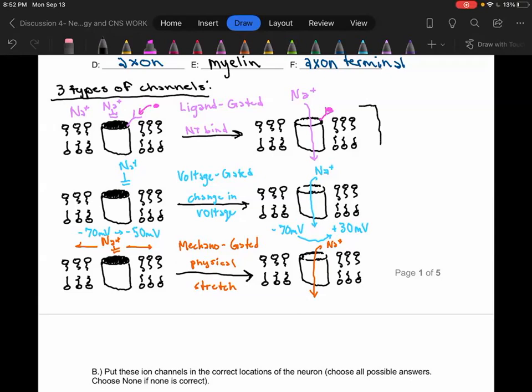So real quick, I just wanted to point out that these ligand-gated channels, we're normally going to find those at the dendrites and cell body. So we normally see the ligand-gated channels at the dendrites and the cell bodies, or those somas. For the voltage-gated channels, we're normally going to see those at the axons and axon terminals.